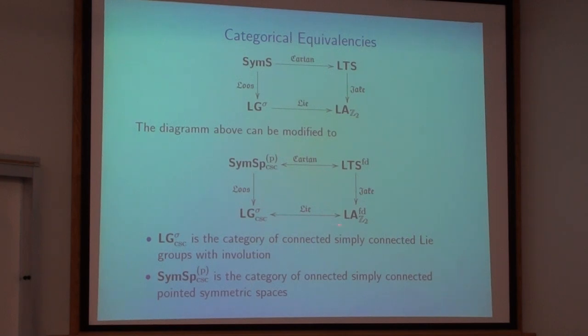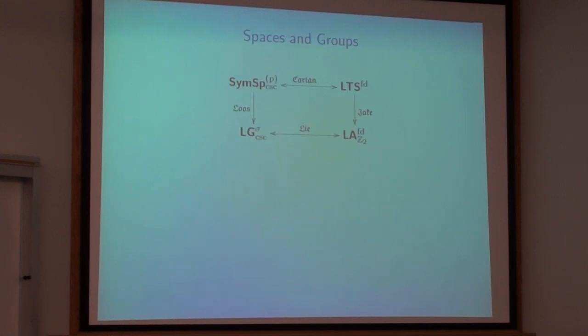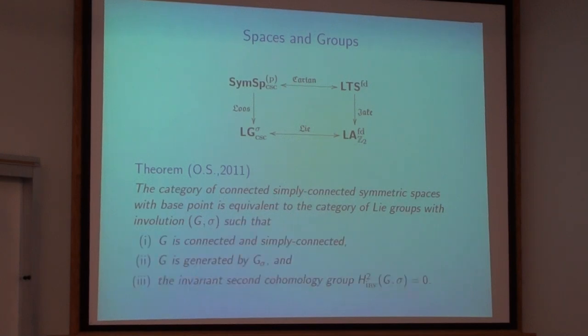If I want to have an equivalence between Z2-graded Lie algebras and groups with involutions, I need to restrict myself to connected, simply connected groups. And then I have an equivalence of categories on this side. In the same way, here I will have an equivalence between connected, simply connected symmetric spaces with a fixed point and triple systems. So then I have a similar description of the image of the Loos functor: a Lie group with an involution is obtained from a symmetric space if it satisfies these three conditions. G is generated by G sigma.